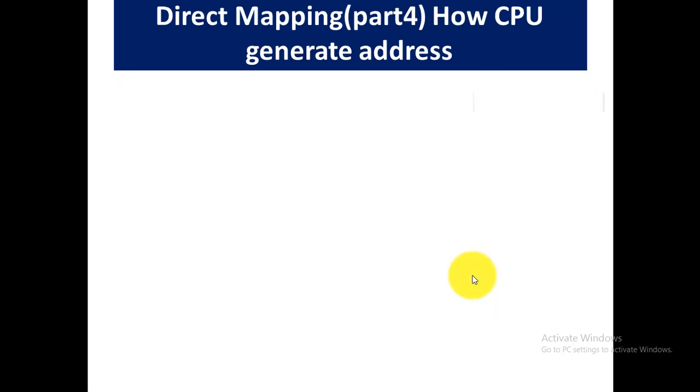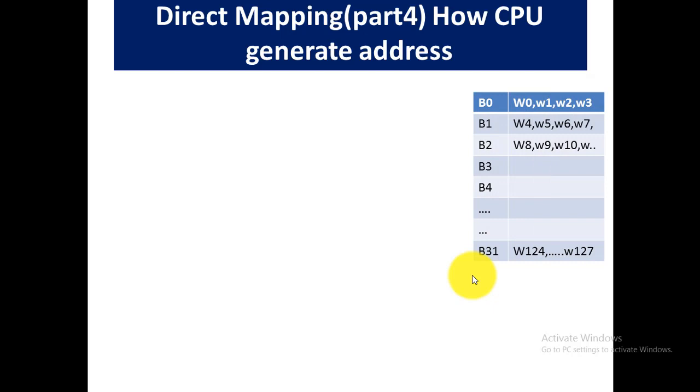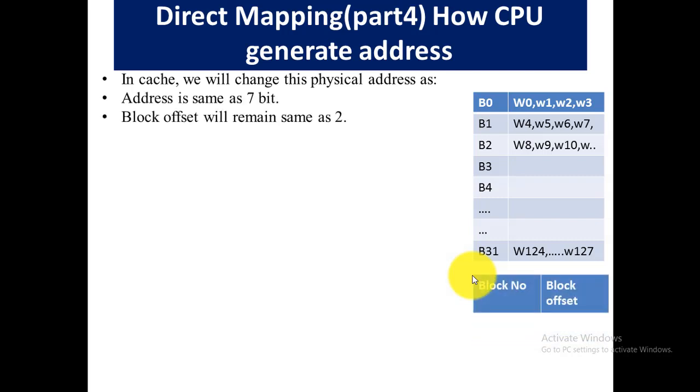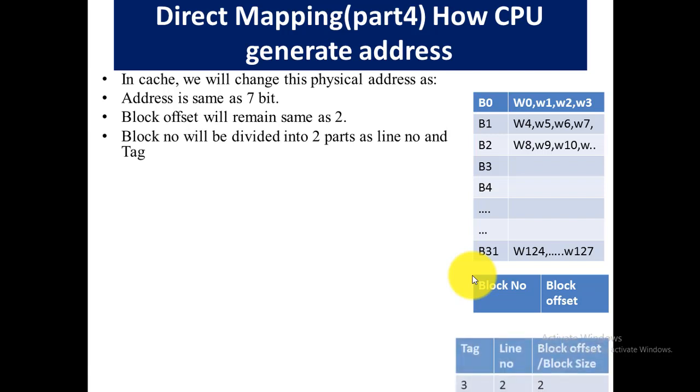So, how does the CPU generate the address of cache memory? There is a change in the physical address. The address would be the same 7 bits, because we have 128 words, and 128 words are shown by 7 bits. So the block offset will remain the same as 2 bits, but the block number will be divided into two parts: line number and tag.